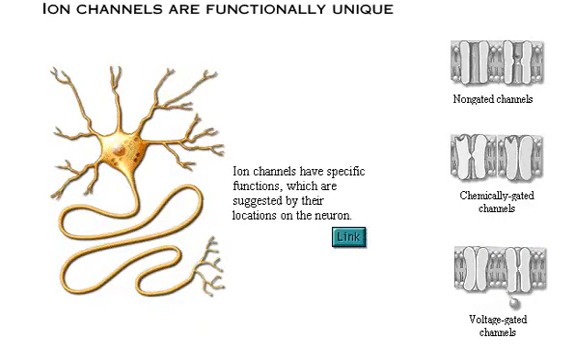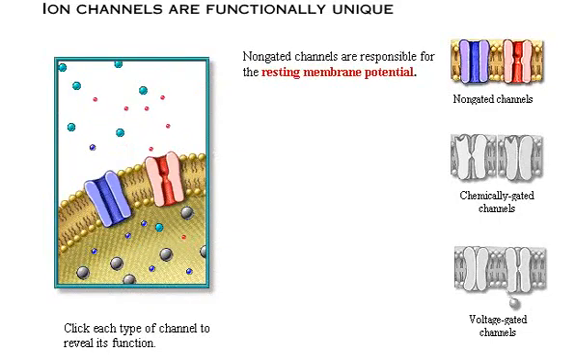Ion channels have specific functions which are suggested by their locations on the neuron. Click each type of channel to reveal its function. Non-gated channels are responsible for the resting membrane potential. We will learn about the resting membrane potential in the next section of this module.